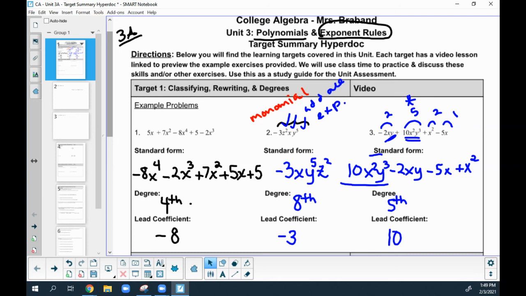Once you have it in order, what's the degree on each one? The lead coefficient goes with what the degree's power is. And then the trickiest one, I think, to be honest with you, because people just forget it: how do you find degrees if there's more than one letter? That's really just adding all your powers together as a count. So that is target 1.